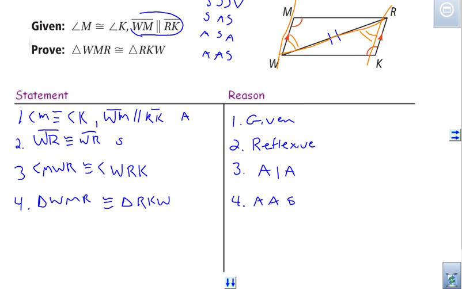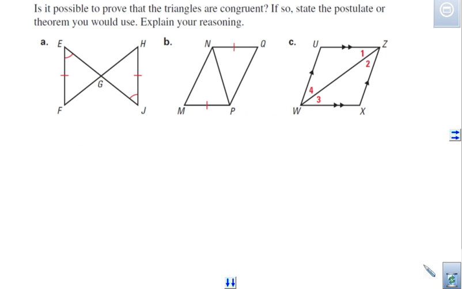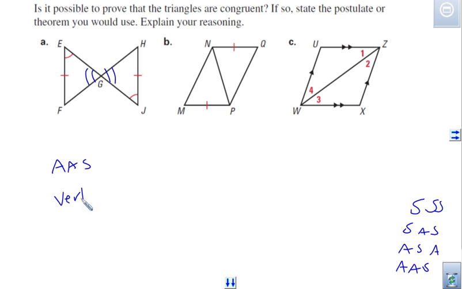Hit pause if they need more time. Is it possible to prove the triangles are congruent? If so, state a postulate or theorem you would use. So our choices are SSS, SAS, ASA, and AAS. So right away I see vertical angle theorem. Double check parallel lines, there aren't any, there is no reflexive, so this would be a yes by the angle, angle, side. And then maybe I would mention vertical angle theorem in my explanation.